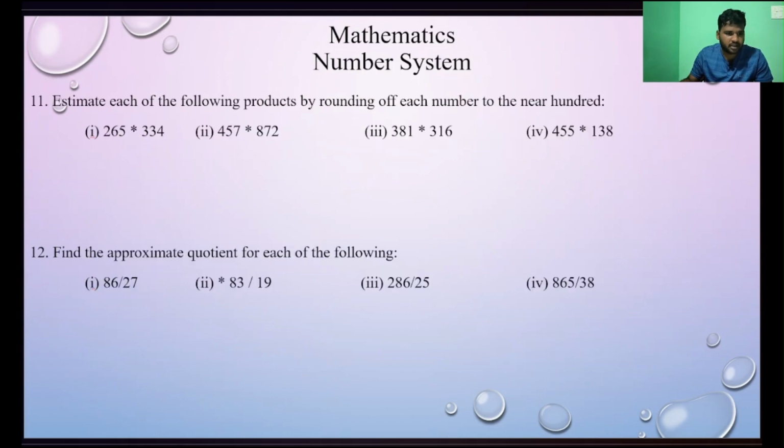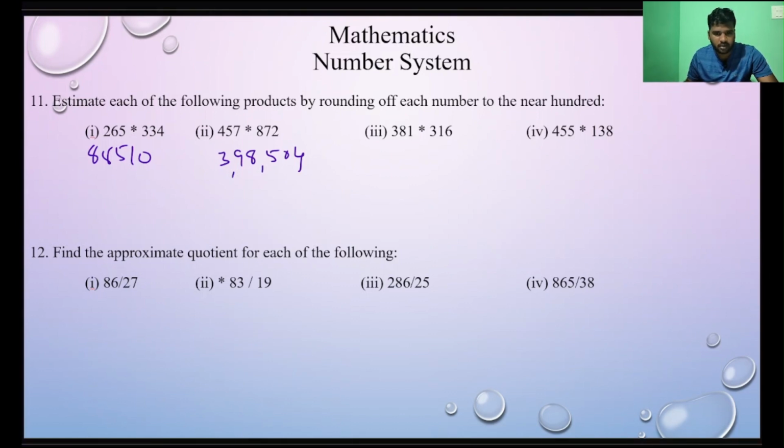So, final two questions. From this question we can close this part 3 of number system. And what is the multiplication of 265 multiplied by 334? What is the answer? 88,510. Okay, now moving on, what is 457 multiplied by 872? What is the answer? 398,504.